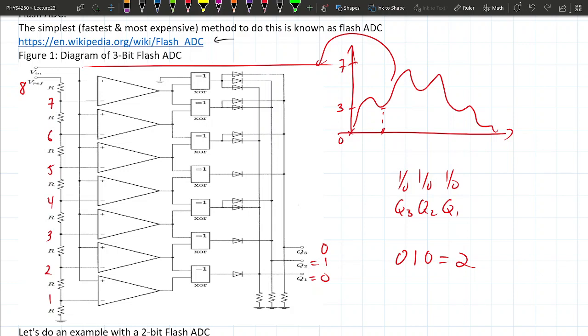7.2. Okay, so voltage input is 7.2. What's going to happen is that any comparator at 7 and above is going to pulse high. High, high, high, high, high, high, high. It's like you're going to a party. You have to say hi to everyone. So all of these are going to pulse high.